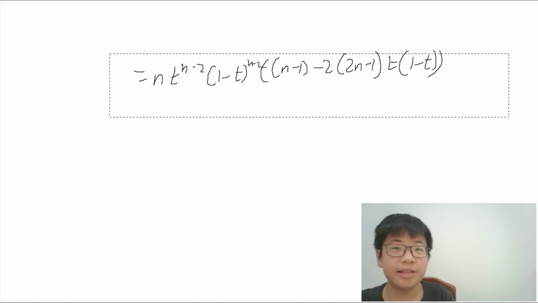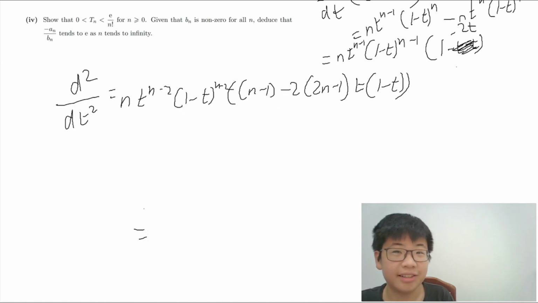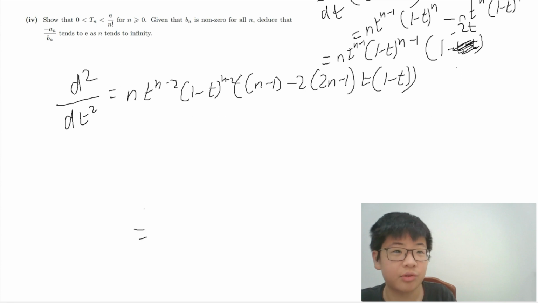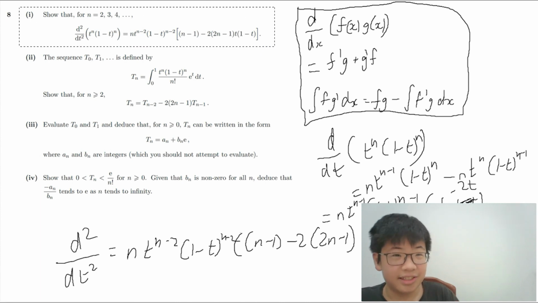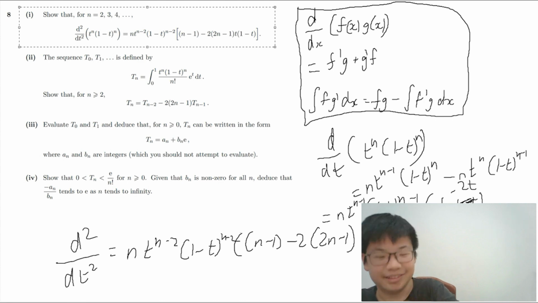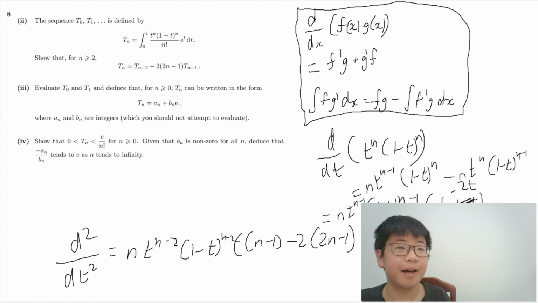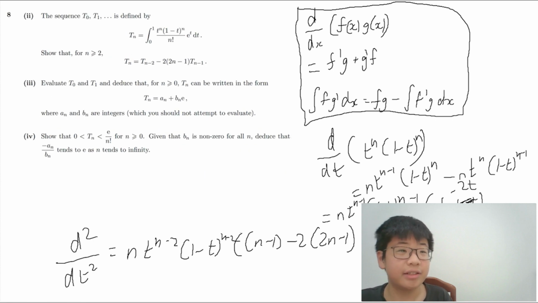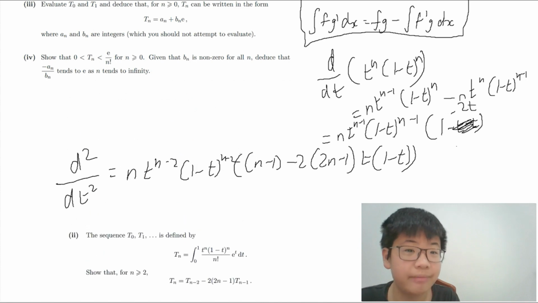So we'll put the d over dt squared somewhere. Obviously, the somewhere is in front of the d squared over dt squared sign. There. So the sequence t0, t1 is defined by this. So we have already solved this question. Now let us delete it. The sequence t0, t1 is defined by this, so that when n is greater than 2, tn equals tn minus 2 minus 2, 2n minus 1, tn minus 1.